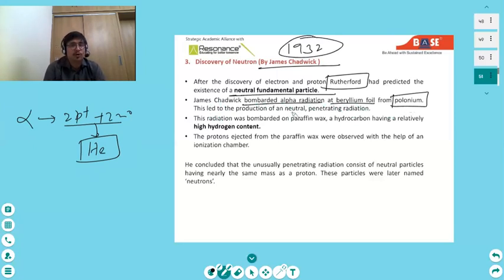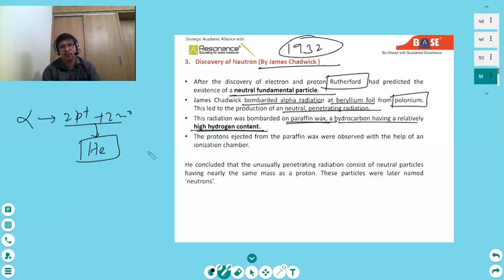This leads to the production of a neutral penetrating radiation. I will show you that in the diagram. This radiation was bombarded on a paraffin wax. Paraffin wax was used because it is very rich in protons. Wax is a proton-rich surface, a hydrocarbon having relatively high hydrogen content.